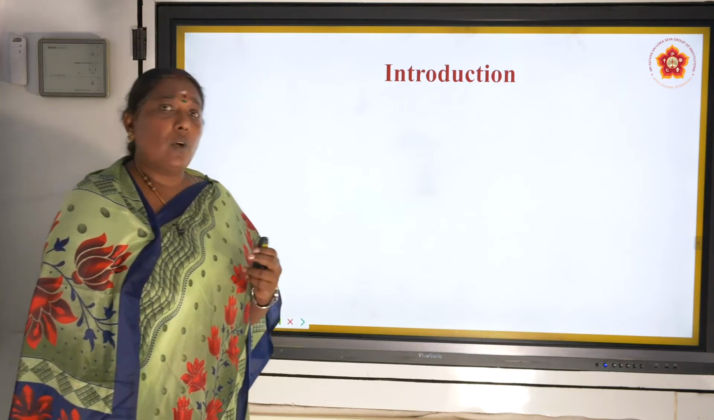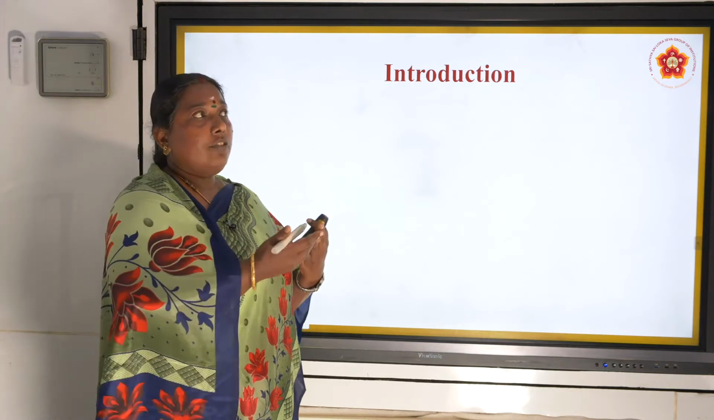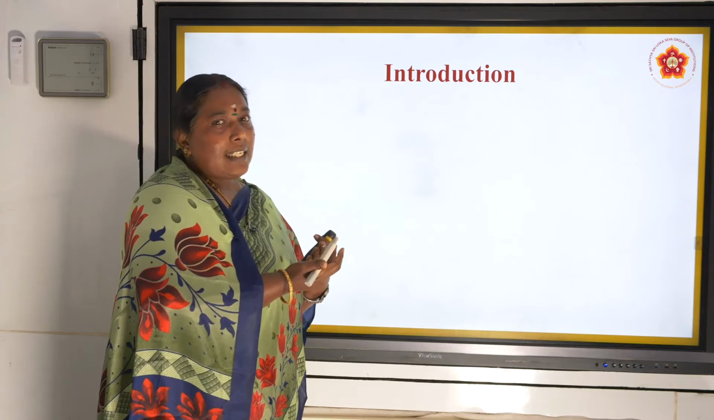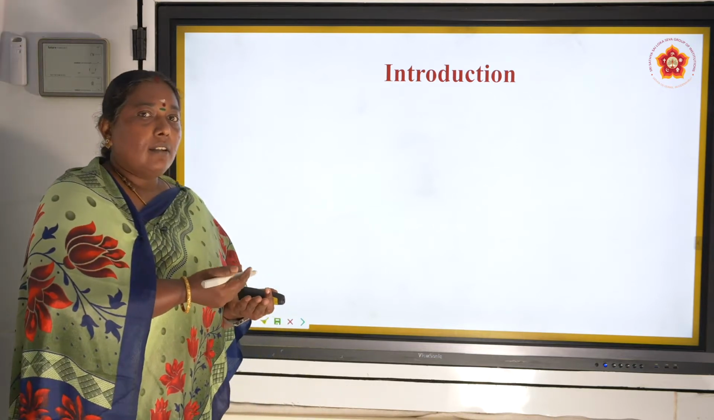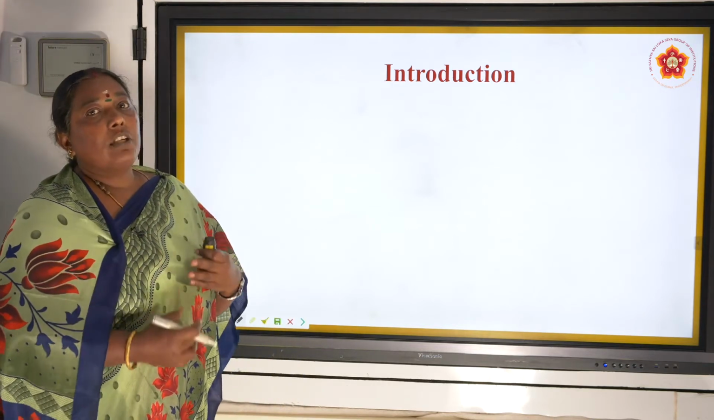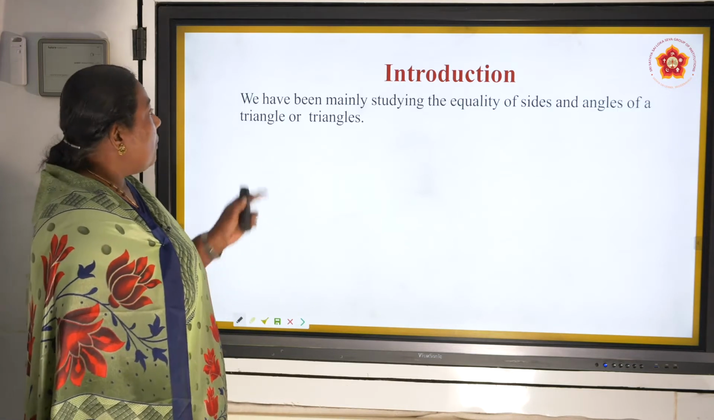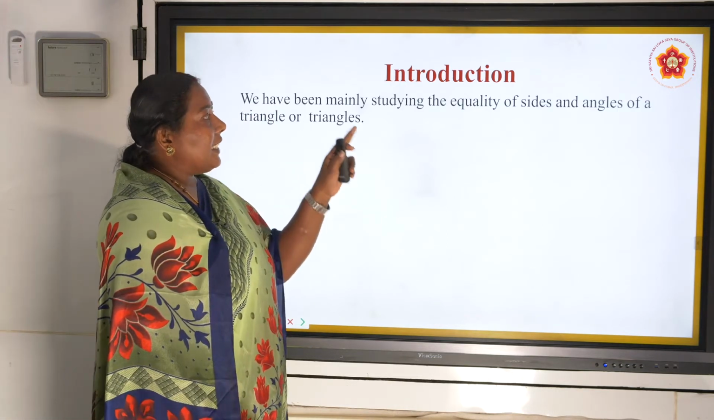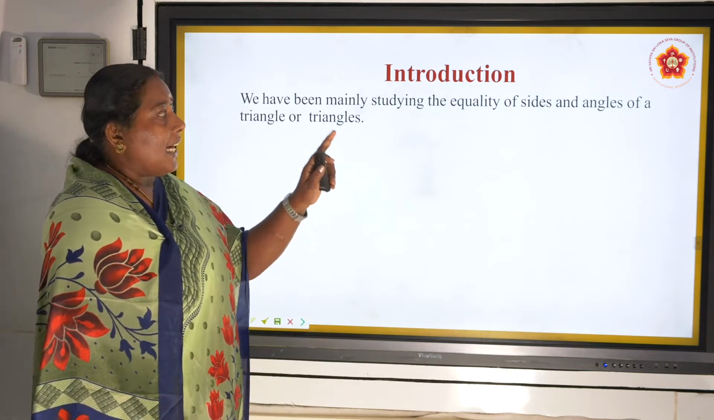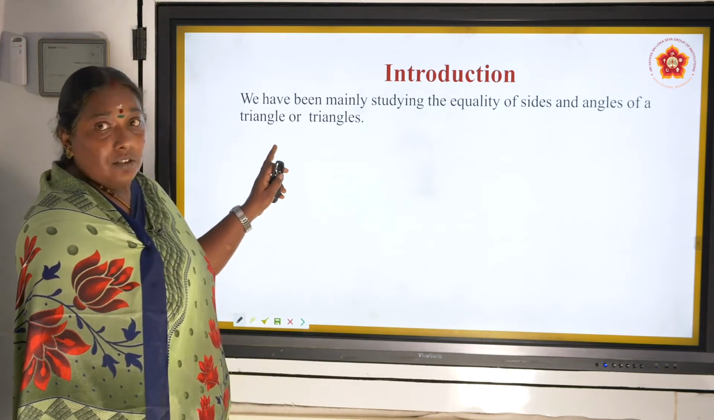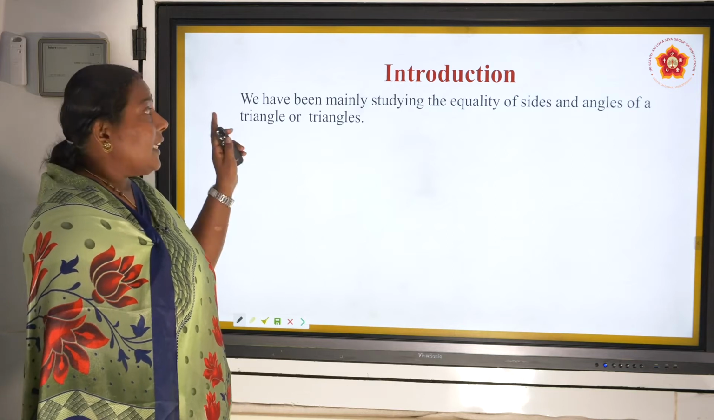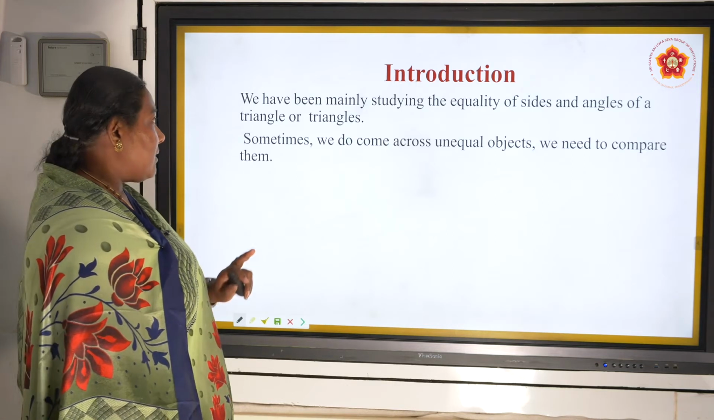So in this session what we are going to tell is, if some unequal sides or unequal measures are there, what will be the result in that triangle? That is what we are going to see here. So we have been mainly studying the equality of sides and angles of the triangle or triangles. Till now what we are seeing? Equality of the sides and angles.